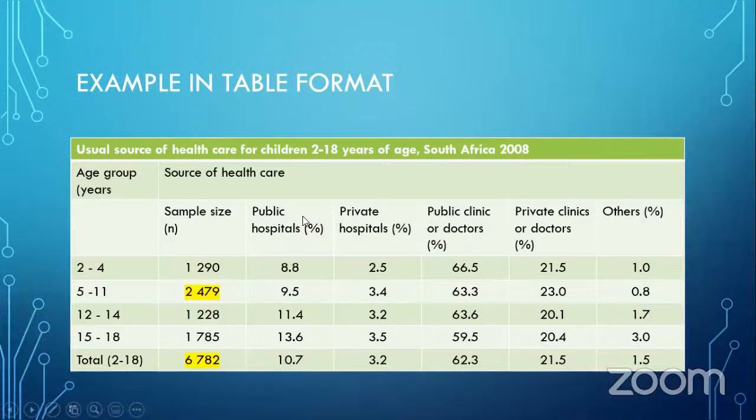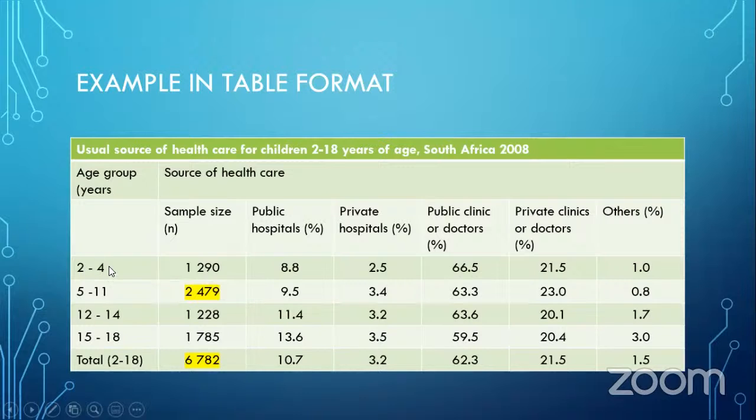So public hospitals are given in percentages, private hospitals, percentages, public clinic, percentages. This is how you analyze the data. Here it's our total. This is the total population that we're talking about. Our population is 6,782 children. We are dealing with 6,782 children. So when we do our sample size, let's say 2 to 4, yes, this is the sample size.